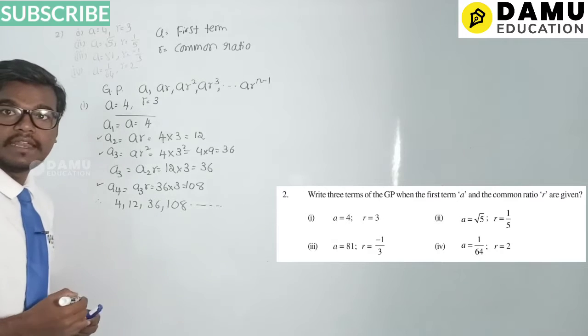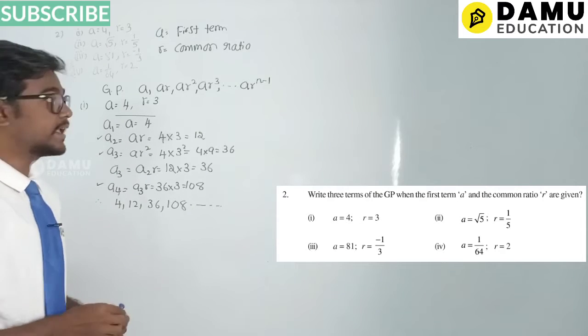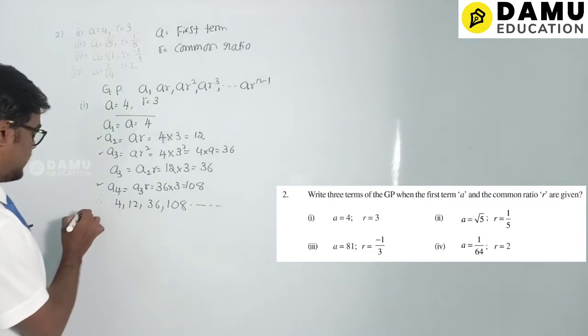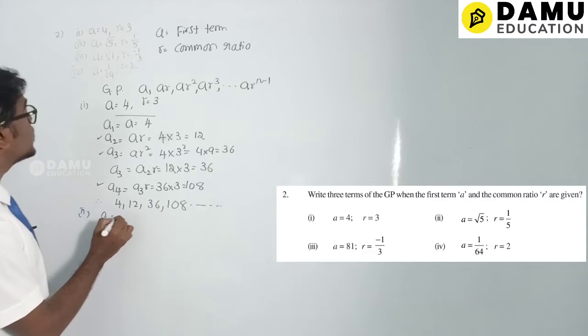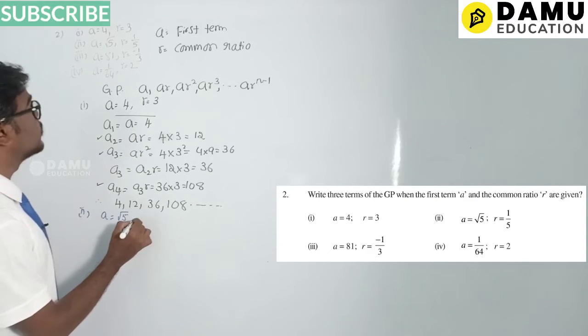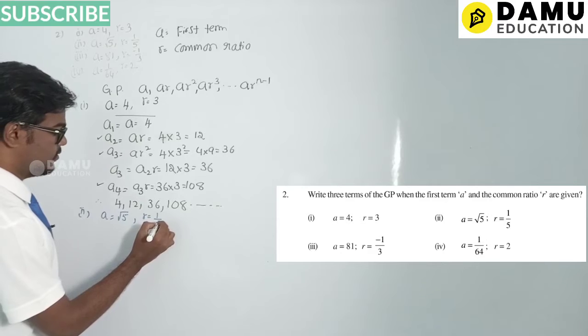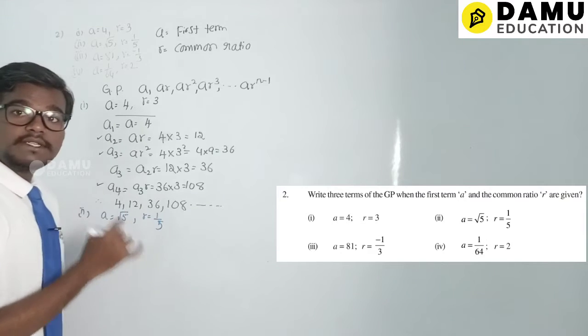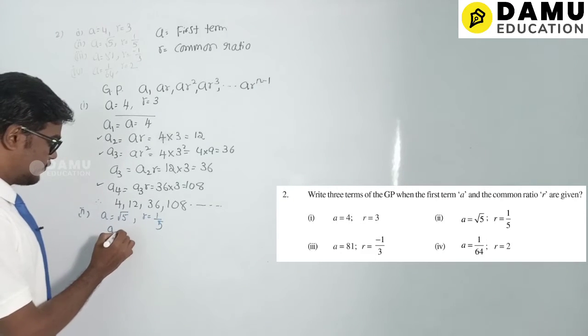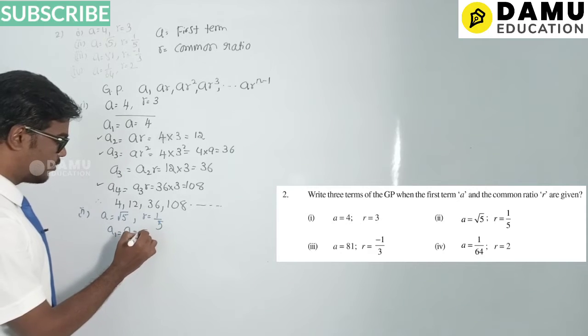Then what is our second one? Let's calculate the second one. They have given that A will be equal to square root of 5, and R will be equal to 1 by 5. So what is the first term? A1 will be equal to A, that is square root of 5.